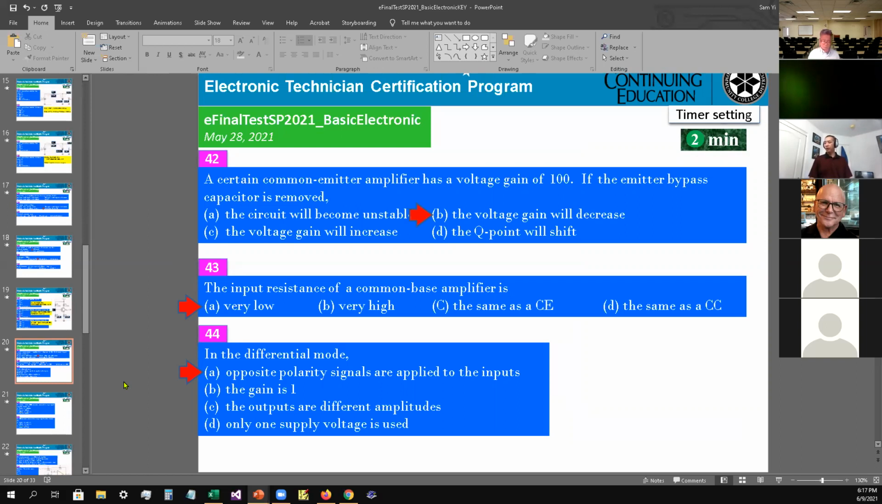Okay, in differential mode, usually you apply two voltages, one positive and one negative, and they will end up canceling each other out. So the answer is A, opposite polarity signal applied to the input.